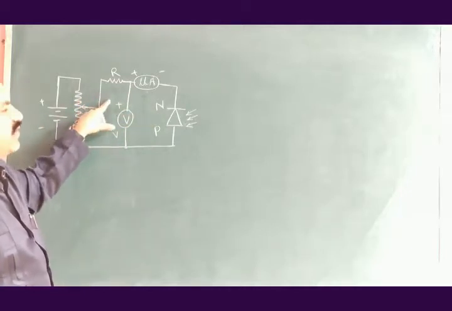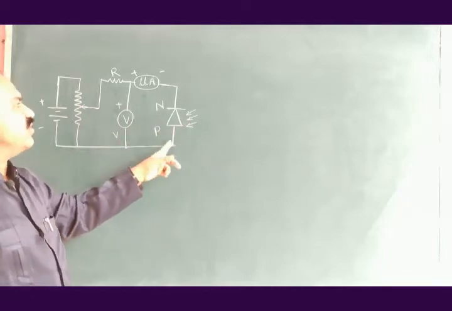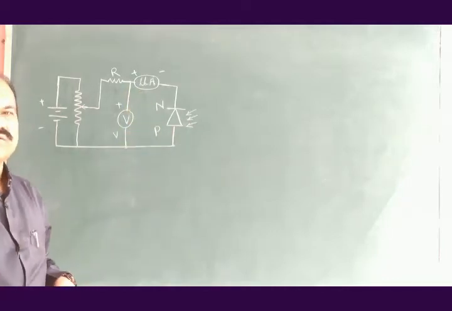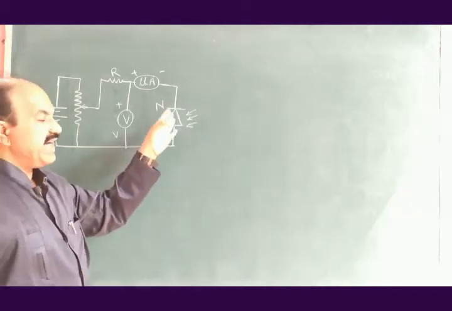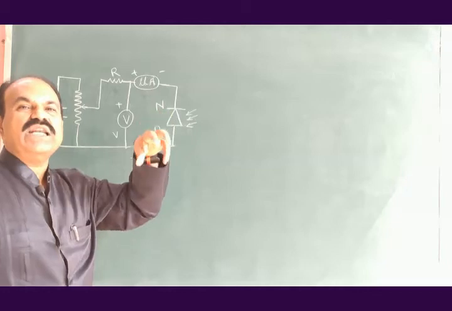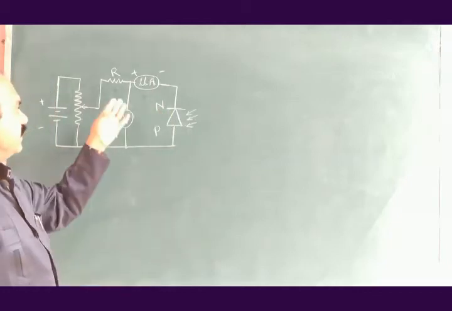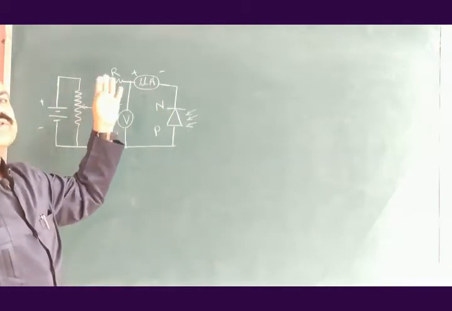This is the voltmeter to measure the reverse voltage across the photodiode. This is the microammeter, which measures the current flowing through the photodiode in reverse bias when you allow light energy to fall on it through the glass window. That current can be measured by this microammeter.